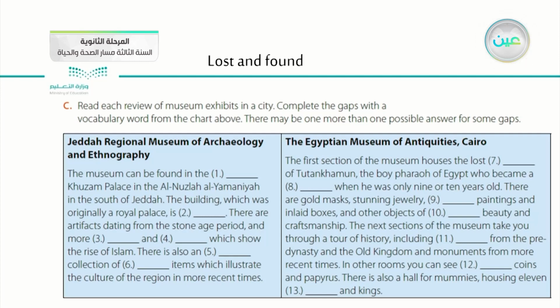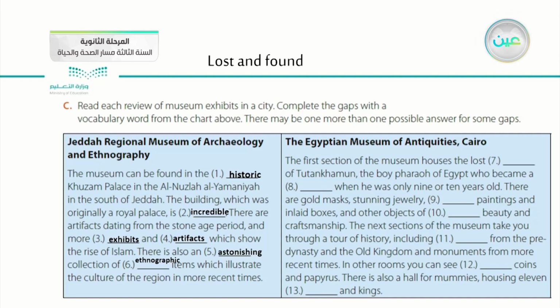Number one, the museum can be found in the historic Quzam Palace in the Nazala Al-Yamaniya in the south of Jeddah. The building, which was originally a royal palace, is incredible. There are artifacts dating from the Stone Age period and more. Exhibits and artifacts which show the rise of Islam. There is also an astonishing collection of ethnographic items which illustrate the culture of the region in more recent times.